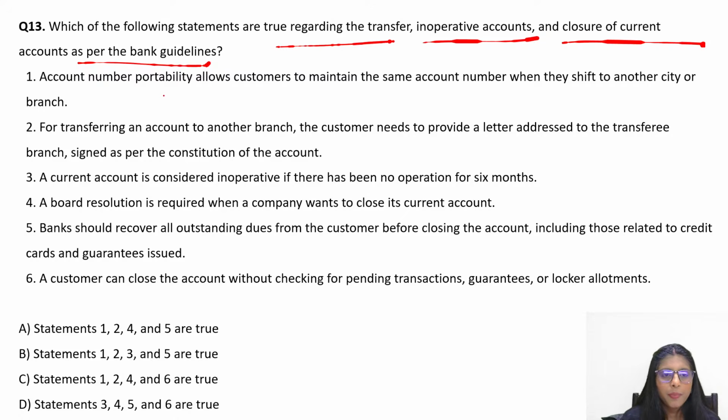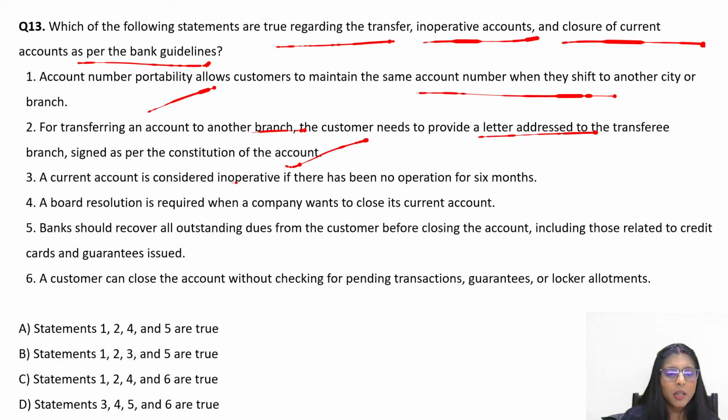Account number portability allows customers to maintain the same account number when they shift to another city or branch. Yes, correct. It's related to transfer of account. For transferring an account to another branch, the customer needs to provide a letter of request to transfer the branch, signed as per the constitution of the account. Yes, correct. A current account is considered inoperative if there has been no operation for 6 months, not 6 months, for 2 years. If the account is non-operative for 2 years.